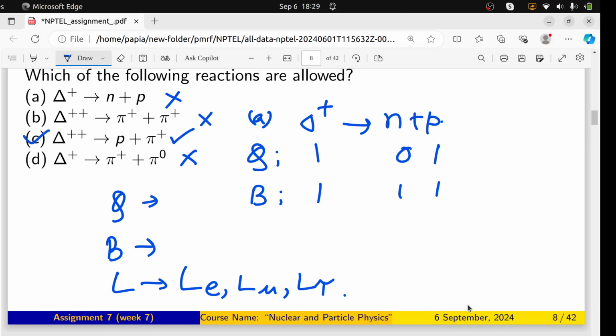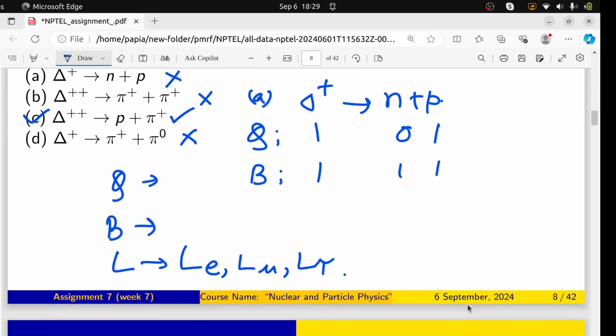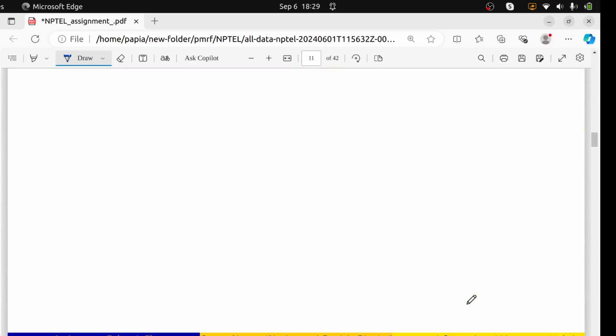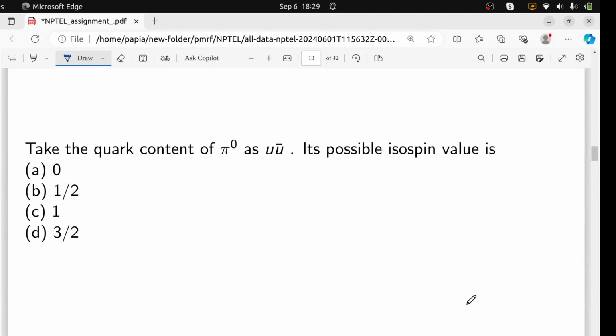Which of the following reactions are allowed? The answer is C. Maybe we can go to the next question. Yes. Take the quark content of pi 0 as u u bar. Its possible isospin value is how much? Okay, very good. Take the quark content of pi 0 as u u bar.